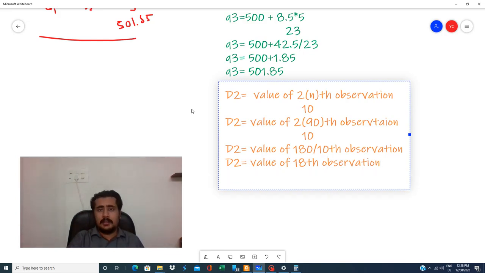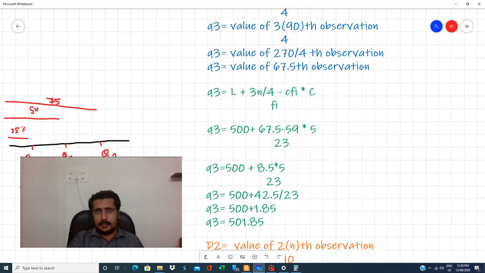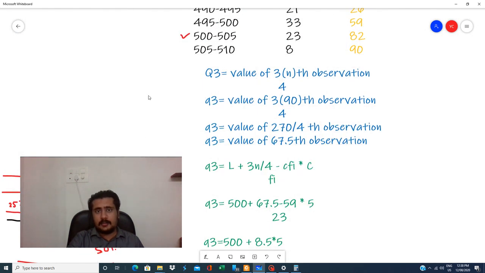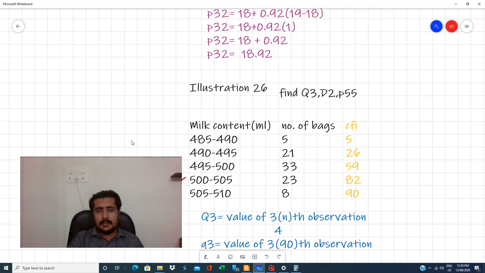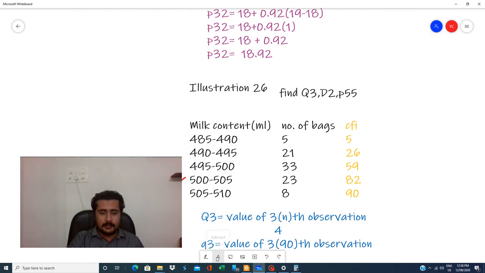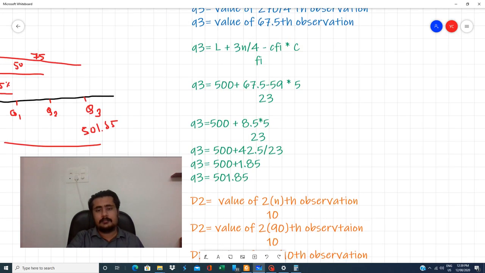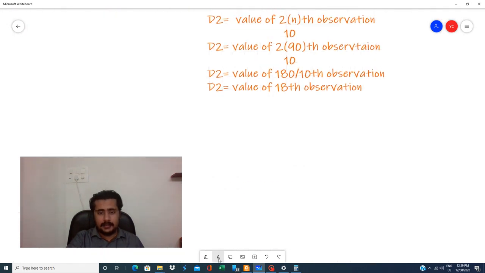Now where should I find this 18th observation? See, if you will see in CFI, your 18th observation will be covered here in this particular class 490 to 495. So if you pick, this is your CFI, this is your FI, and this is your lower boundary. Yes, let us find D2 then.